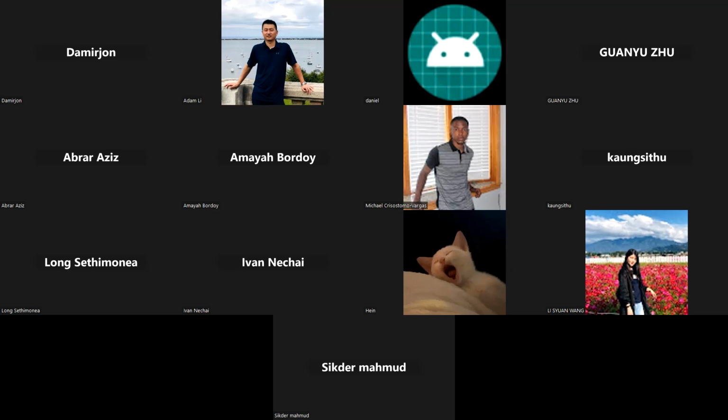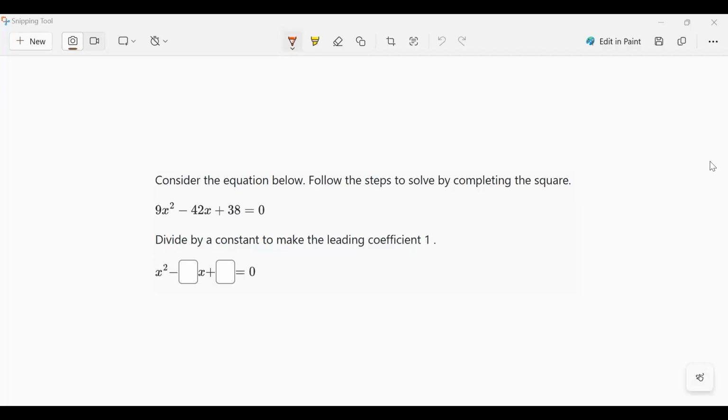All right, let's resume, guys. So, let's go over the questions here. First of all, we're going to divide every single term by 9. I have to divide every single one of them by 9, and not skip any number. That's very important. The first term becomes x squared, and the second term, if you reduce 42 and 9 by 3, you get 14 over 3, so it's 14 over 3 x. And the third one, leave as is.